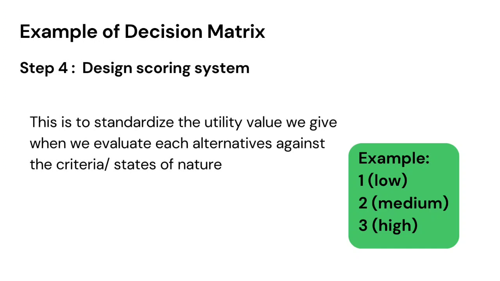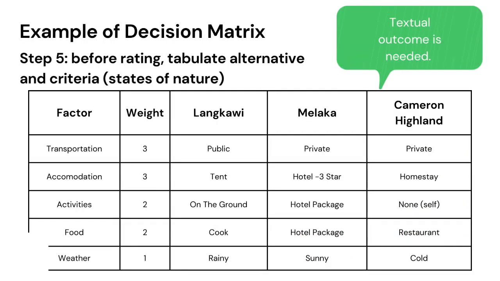The next step is to design the scoring system. This is to standardize the utility value we give when we evaluate each alternative against the criteria, for example, from low to high. And then step 4, before rating, we need to tabulate the alternatives and criteria. And that is when the textual outcome is needed.